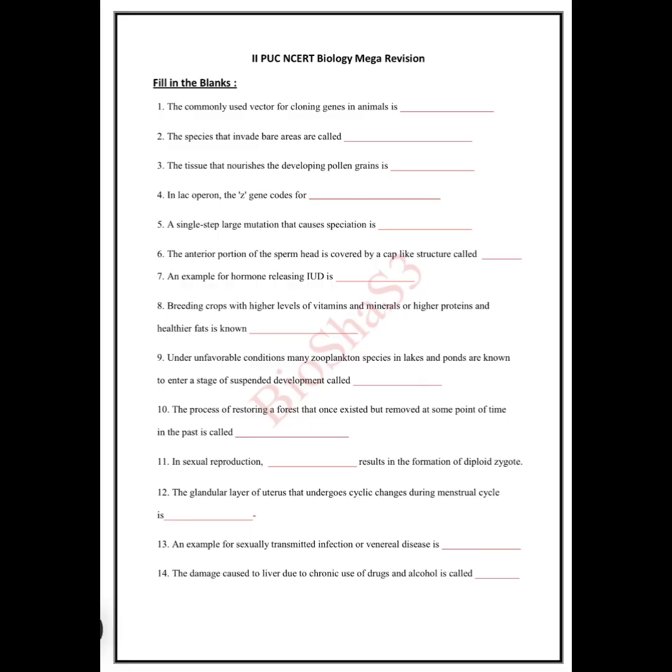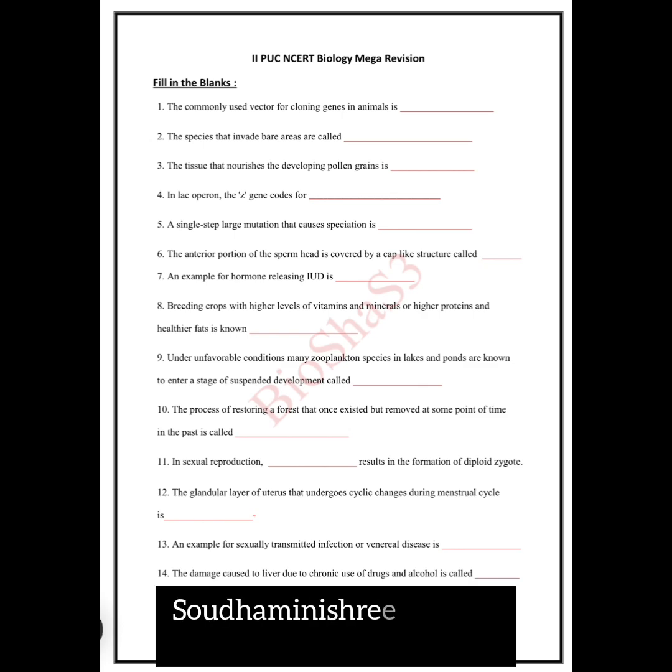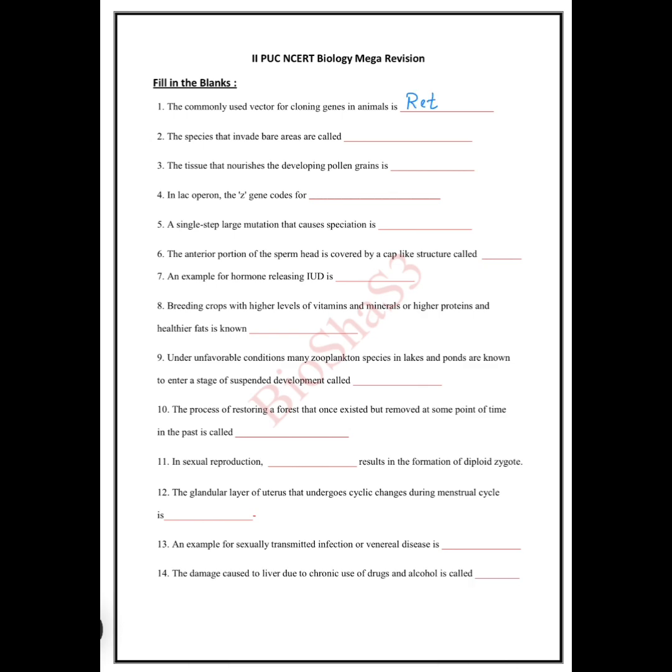Fill in the blanks. The commonly used vector for cloning genes in animals is retrovirus. The species that invade bare areas are called pioneer species. The tissue that nourishes the developing pollen grain is tapetum.